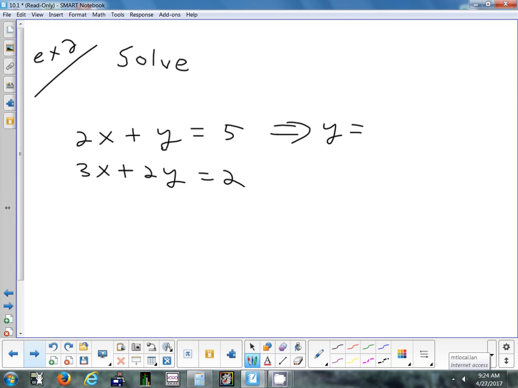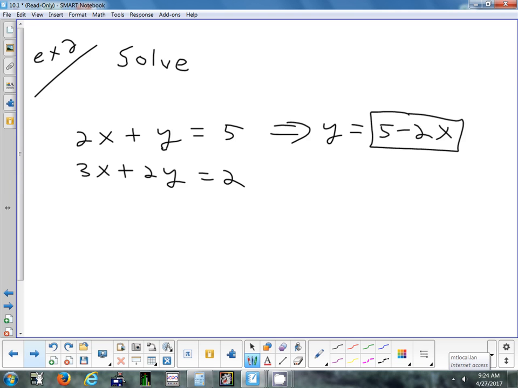Right, so Brad, if I get y by itself in the top, what will y equal? 5 times 2. Yep. Y is 5 minus 2x. Now I put a box around that so I remember to come back to it, because once I have x, I'll fill it in and get y.